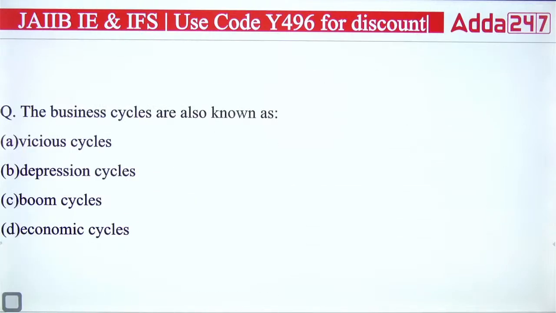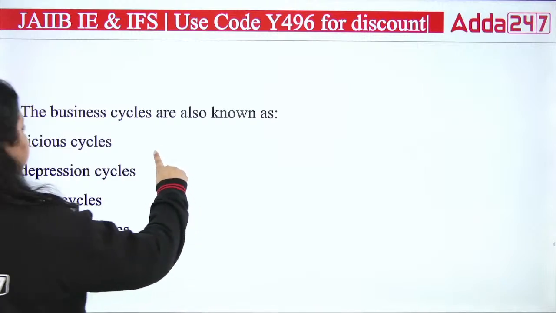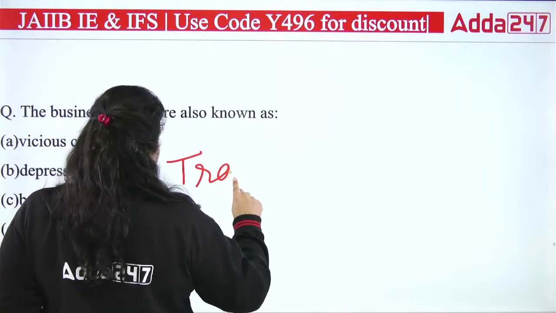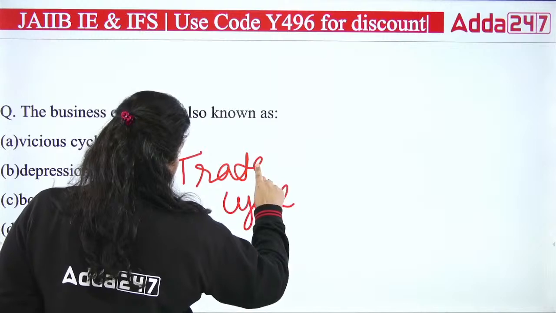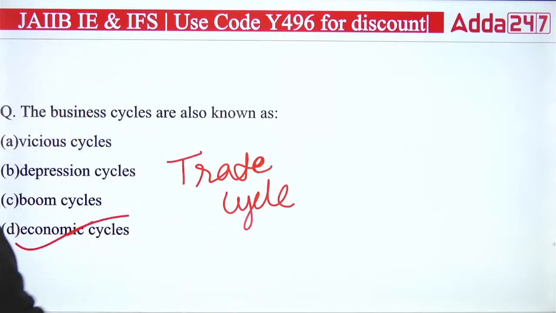The business cycle is also known as vicious cycle, depression cycle, boom cycle, economic cycle. What are the other names of the business cycle? So it is also known as trade cycle. Or you can call it an economic cycle. Trade cycle or economic cycle, both are the other names of your business cycle.